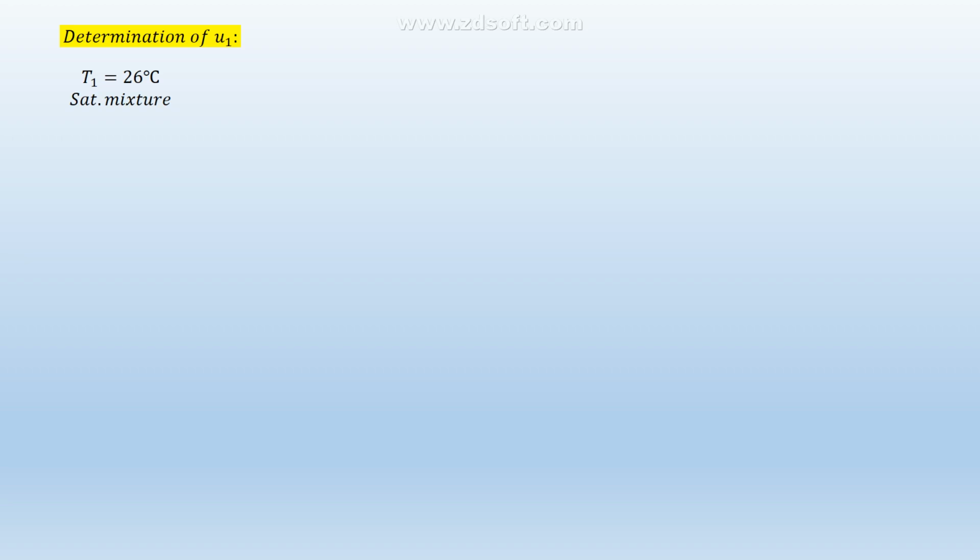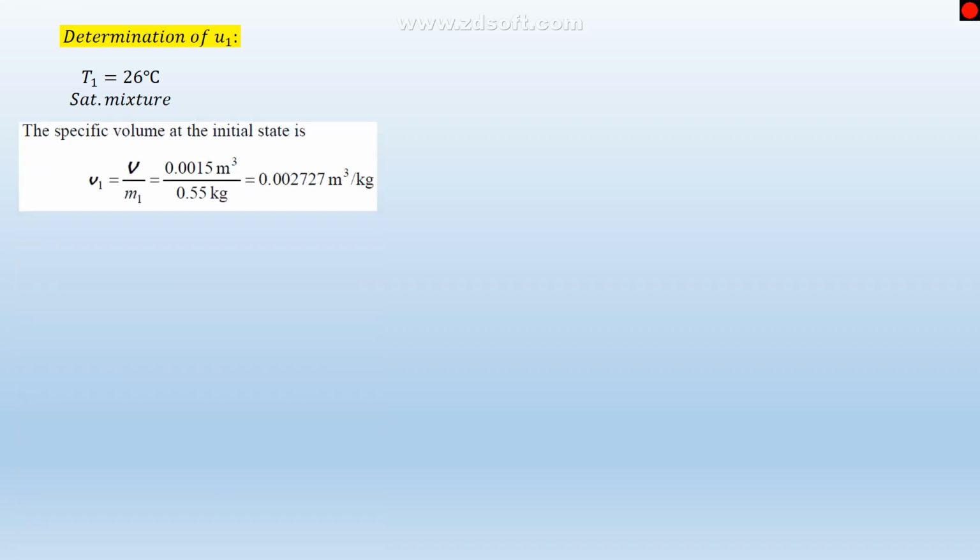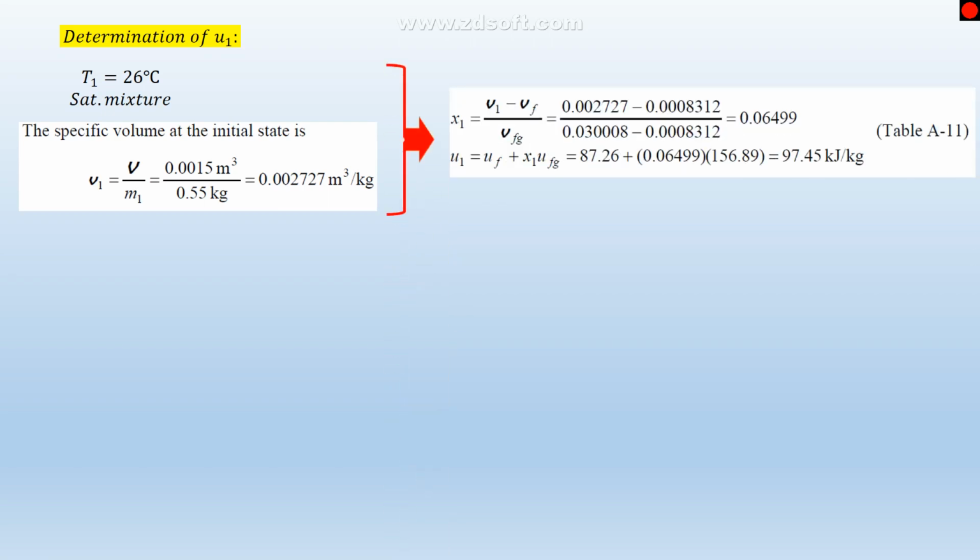How can you find the quality? To find the quality, guys, you have the volume and you have the m1. You can find the nu 1, correct? Now you have the nu 1, and you know that nu 1 equals nu f plus x nu fg. From here, you can find first x, and then by having the x, you can find u. Okay, here you can see the details. So you have the nu fg, nu f, and then you can find the x. The x1 quality is 0.06499, and then you can find uf, ufg from the table A1.